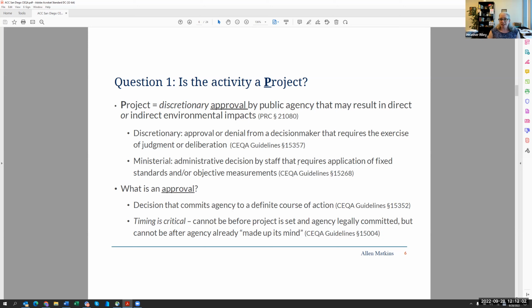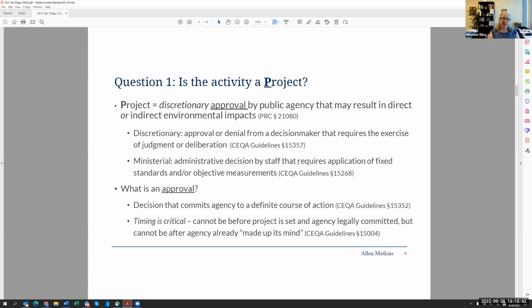Approval is the second term. Approval means that the agency is committing itself to a definite course of action, and timing is super critical. There's a really famous case from about 20 years ago now, called Save Tara, that talked about this particular issue. How soon is too soon? How late is too late? Save Tara was about a project up in LA. It's an old building that looked like Tara from Gone with the Wind. And there was a lot of angst over an MOU, a memorandum of understanding that had been signed with one of the public agencies. Did they have to do CEQA to do that MOU? That question comes up way more than you would think. It should be straightforward, but unfortunately it's not.